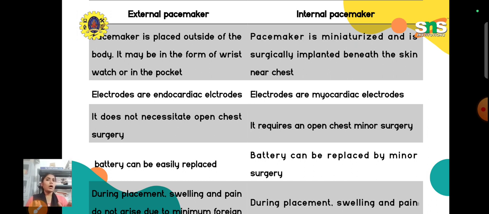So these are the major differences between external pacemaker and internal pacemaker. The first difference is just based on location. The second difference is the type of electrodes we are using. The third difference is how we are going to place it, whether you need surgery or not. And the fourth difference is how you replace the battery, whether surgery is needed or not again. And then side effects in case of external pacemaker or internal pacemaker. So based on these four differences, you have four points to show the variation between external pacemaker and internal pacemaker.